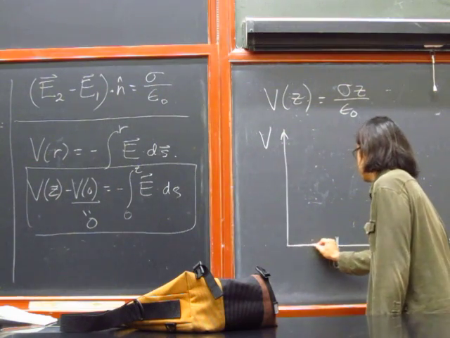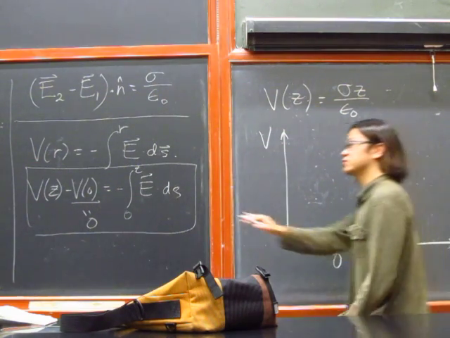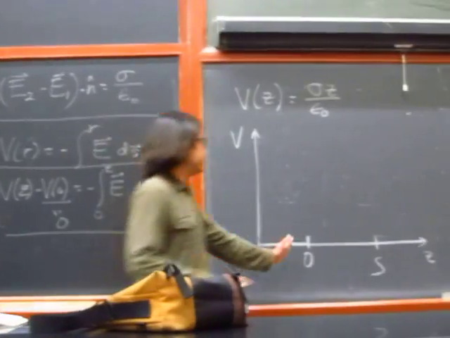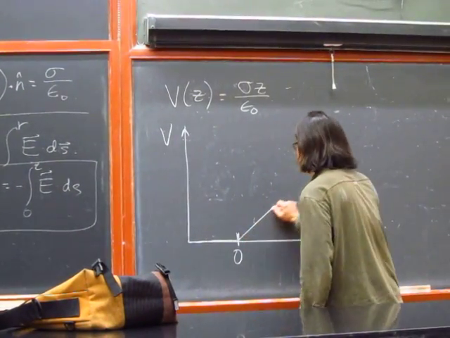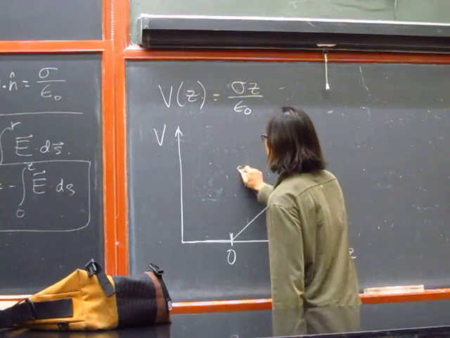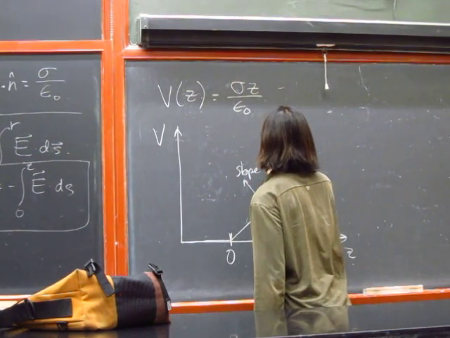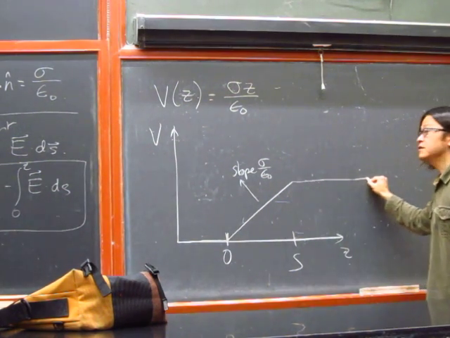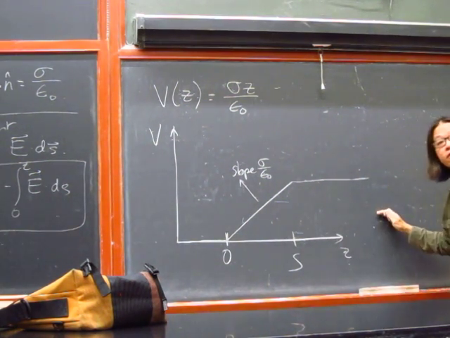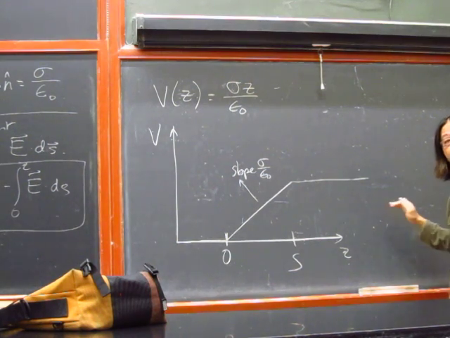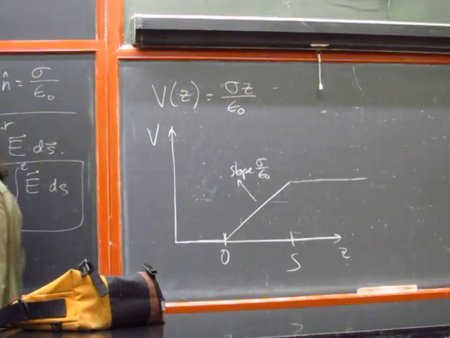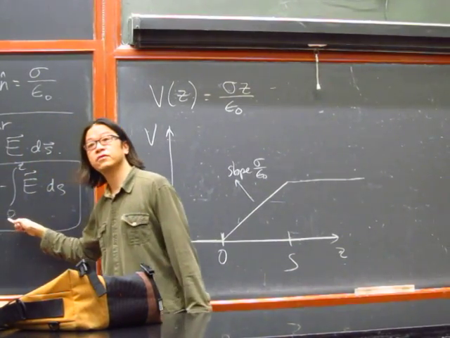The potential is 0 everywhere here because there's no electric field. Then in these two regions, it becomes linear with a slope given by sigma over epsilon naught. And outside it's again constant, because the electric field is 0. You can show this is true by just doing this integral. It's a very simple integral to do.